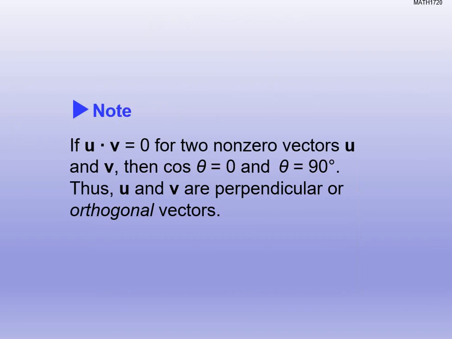And lastly, if u dot v equals 0 for two non-zero vectors u and v, then cosine of theta equals 0 and theta equals 90, thus u and v are perpendicular or orthogonal vectors. That's the last example we worked through. We ended up getting orthogonal vectors. So if that comes up on your homework and you look for orthogonal vectors, that should give you a clue of how to set them up.